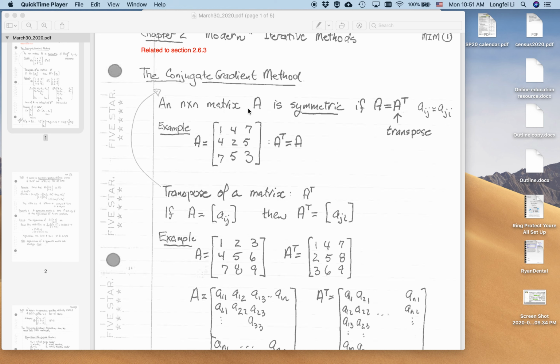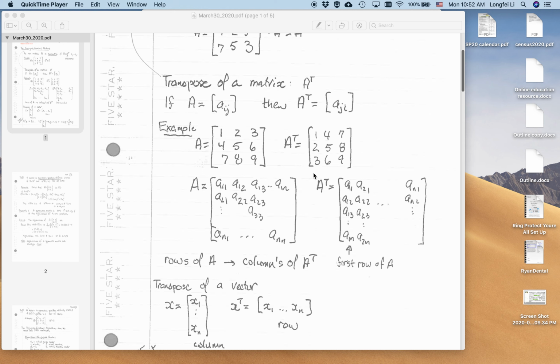An n by n matrix A is said to be symmetric if it equals its transpose, that is, Aij equals Aji. For example, if we look at the matrix A here, we have 1, 4, 7, 4, 2, 5, 7, 5, 7. If we look at the diagonal, the matrix is symmetric along its diagonal. This entry equals that one, and the 7 equals that 7. So basically, A transpose equals A.